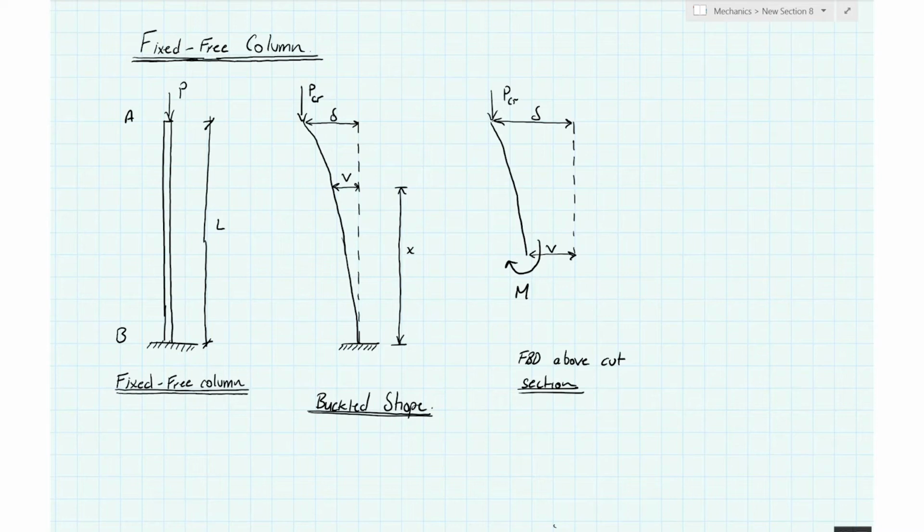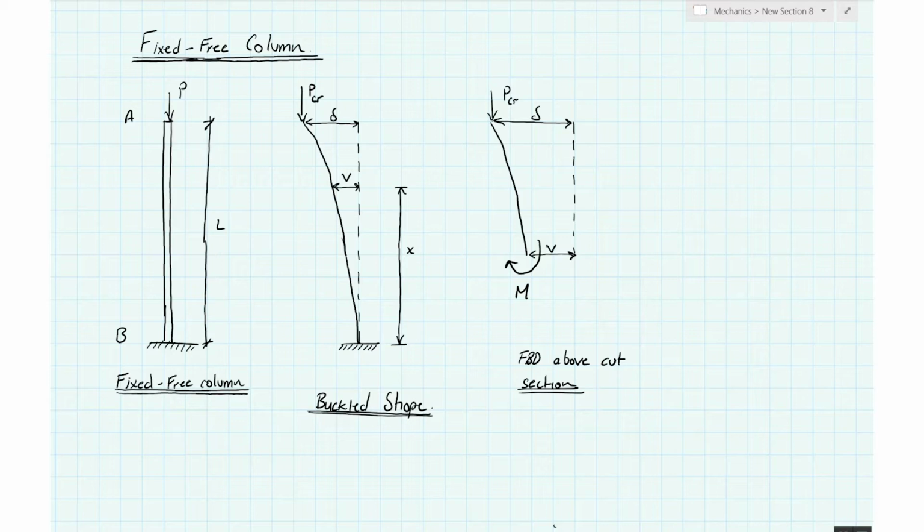So in this short video, what we're going to do is analyze a column again, but this time we're going to look at a column which is fixed at one end and free at the other end. We're going to derive the equation for the critical load in the column, and also an equation for the various different buckled shapes or mode shapes for that column.